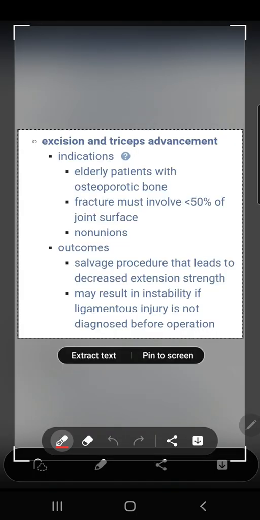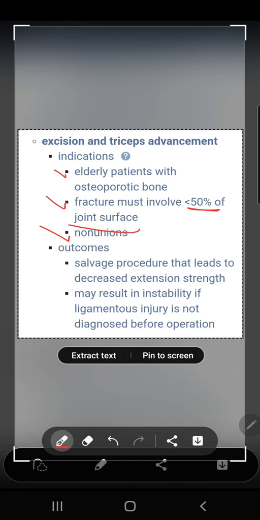So the indications for excision and triceps advancement is number 1 elderly patient with osteoporotic bone، وثاني indication الفراكشر must involve أقل من 50% of the joint surface. If the fracture more than 50% العملية هذه ما ينفعش نديروها، ما تندارش إلا في أقل من 50% of the joint surface is involved. وتقدر تديرها أيضا في حالات النون يونيون. For example patient درت له blatant screws في الأوليكرانون fracture وصار له نون يونيون، next operation تقدر تديرها له هي هذه excision with triceps advancement.